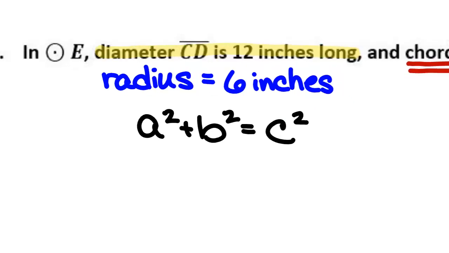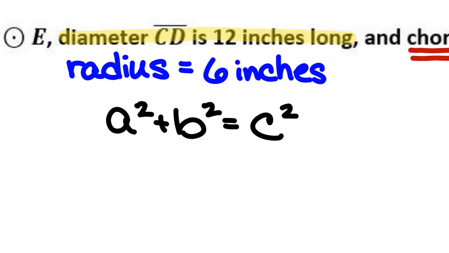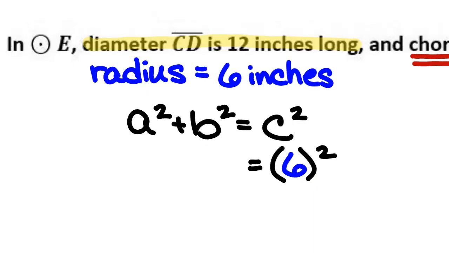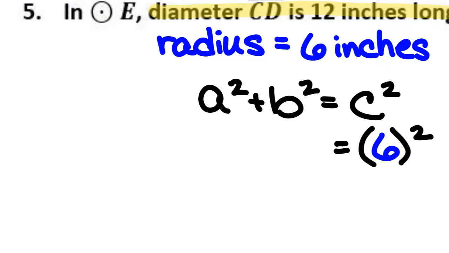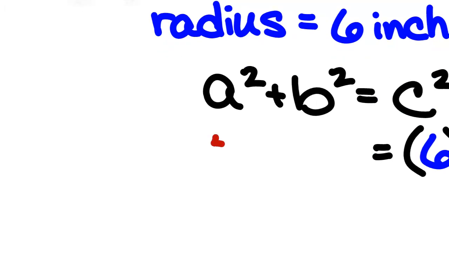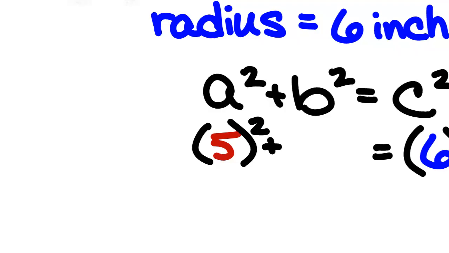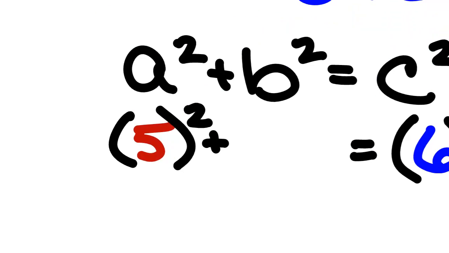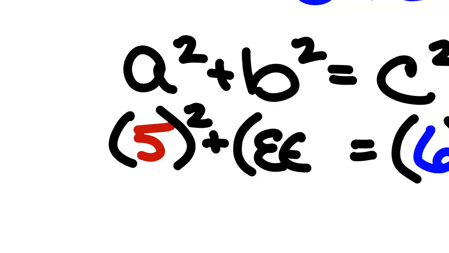6, because 6 is the hypotenuse. Yes, the hypotenuse has to go in for C, and our hypotenuse here is 6. The 5 is one of the legs. That has to go in for either A or B. It doesn't matter which one you put it in for. I'm going to put it in for A. So here's my hypotenuse, 6. Here's my leg that's 5. The other leg of that right triangle is EG, which is the thing I'm looking for.